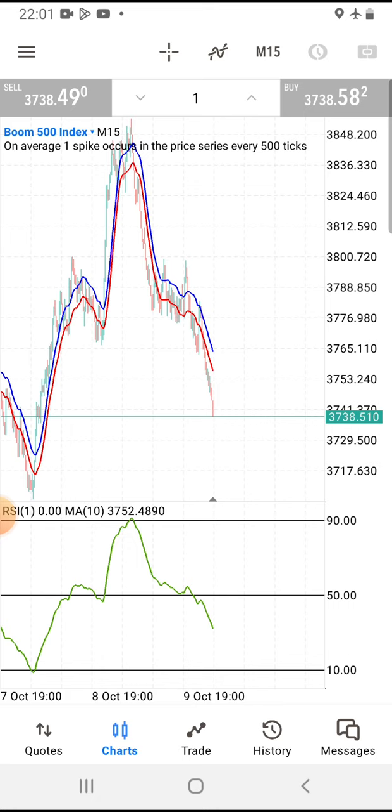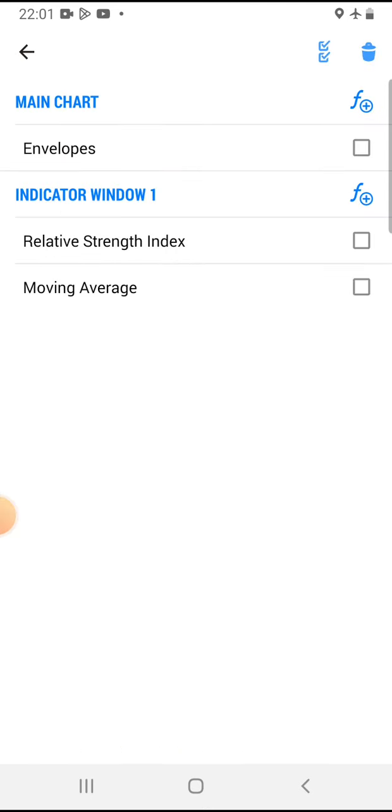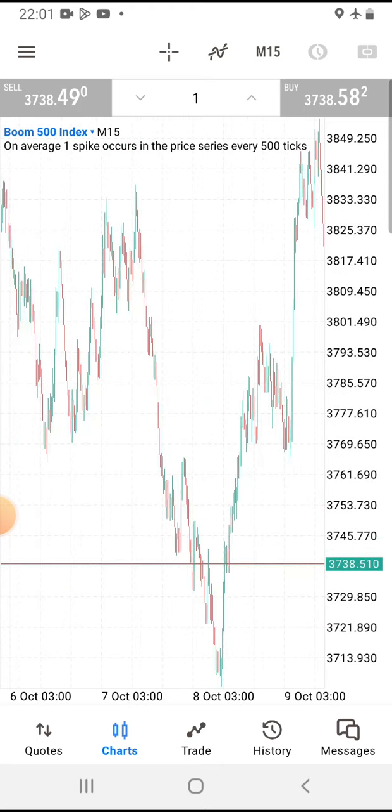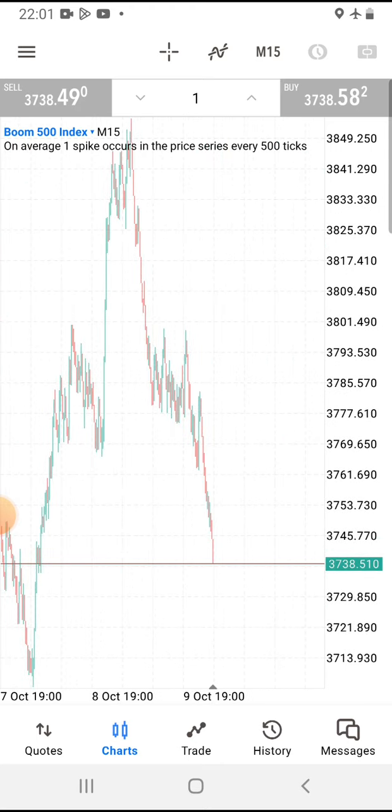Okay, so this is how the strategy looks like. I'm going to remove all the indicators that you see on my screen so that we can have a step-by-step process of installing this.